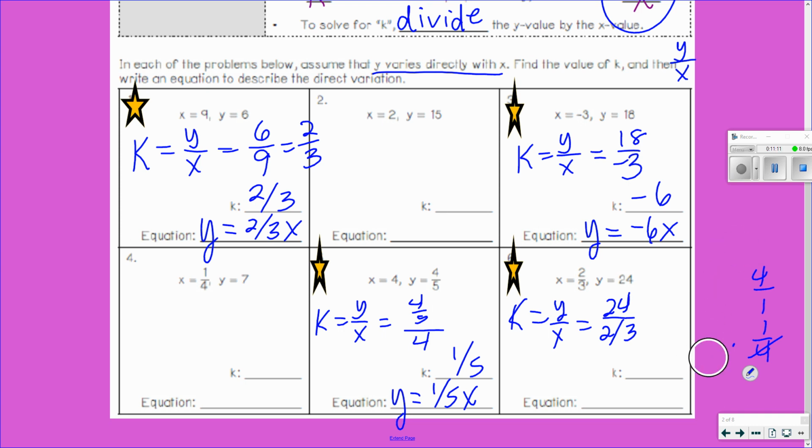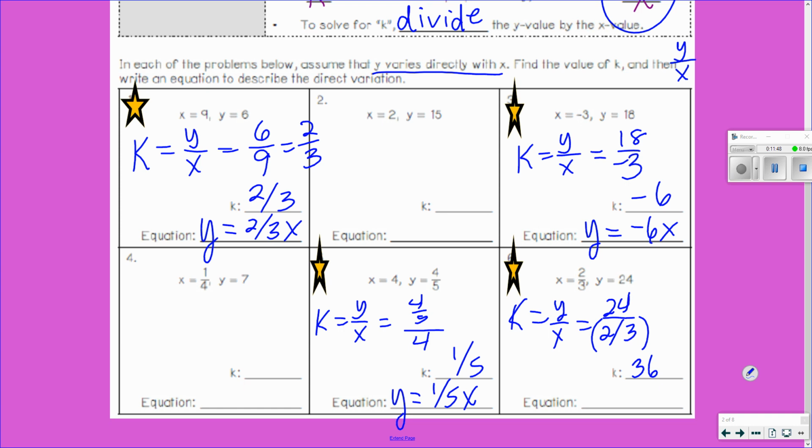What y'all get for k? 36. Wait, 36. What's the difference between them? What do you have to do? You need parentheses around that fraction. Because it's going to do order of operations, but we want 24 divided by parentheses 2/3, which would be 36.